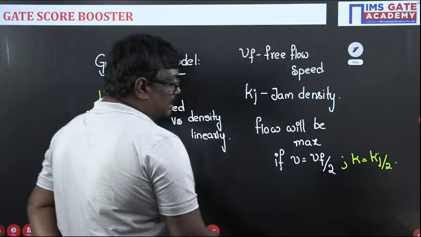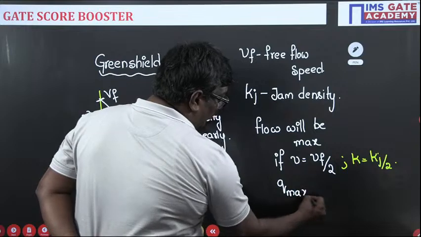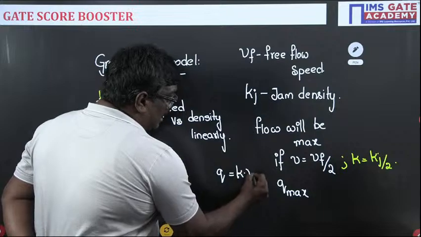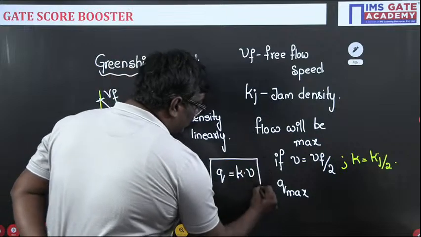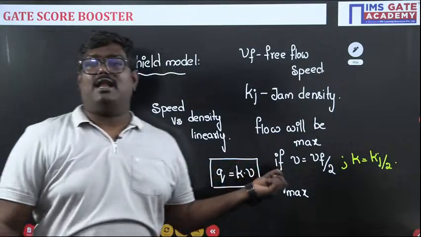Okay, see students. Now the maximum traffic flow. If you remember, traffic flow can be written as traffic density into velocity. How do you write traffic flow? Traffic flow is nothing but density into velocity.